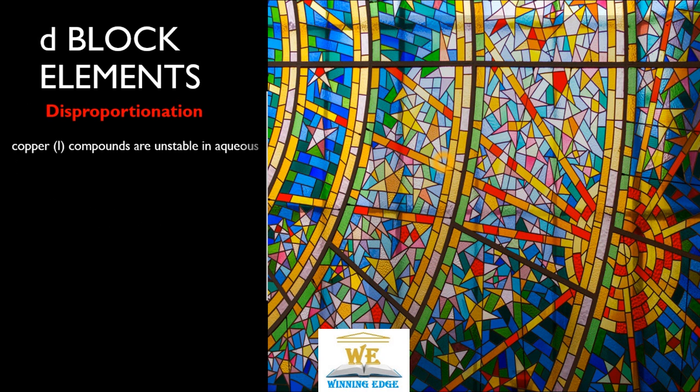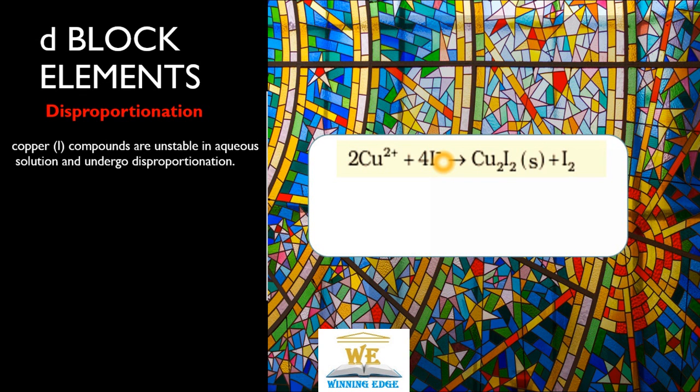Concept of disproportionation, what it is. Like copper compounds, let's take an example. They are unstable, as we just talked about. Copper(I) is unstable, like CuX. They try to disproportionate under aqueous solution conditions. When we react copper 2 positive with iodide, we get Cu2I2 plus iodine: iodide got oxidized, copper got reduced to the +1 oxidation state. But this is under dry conditions.